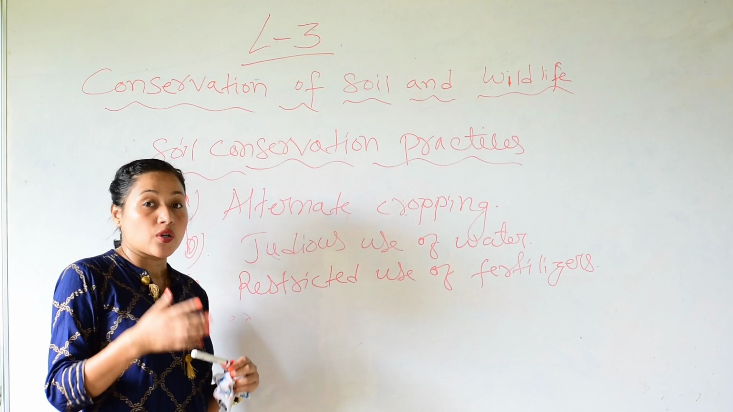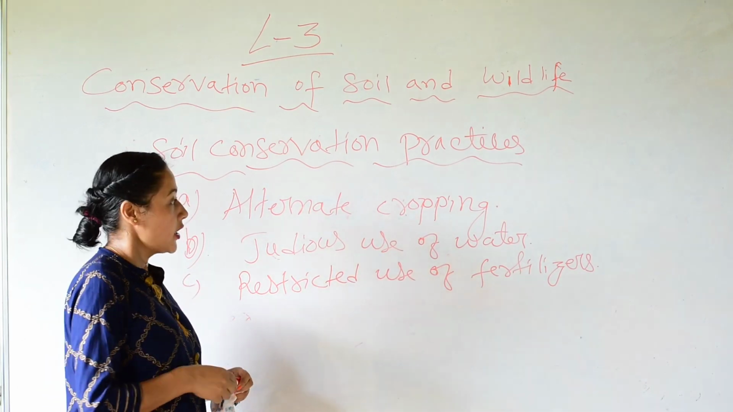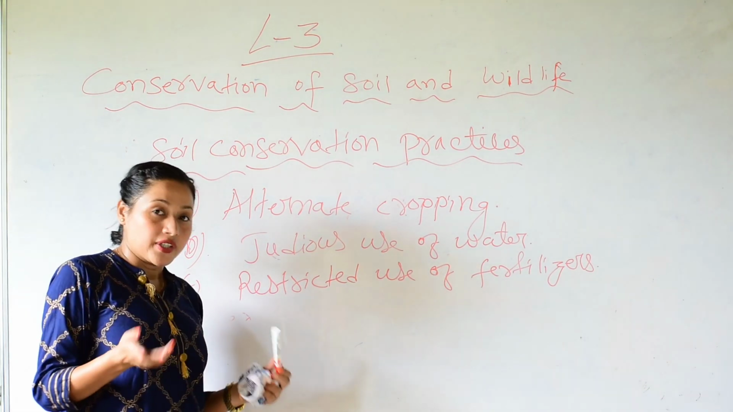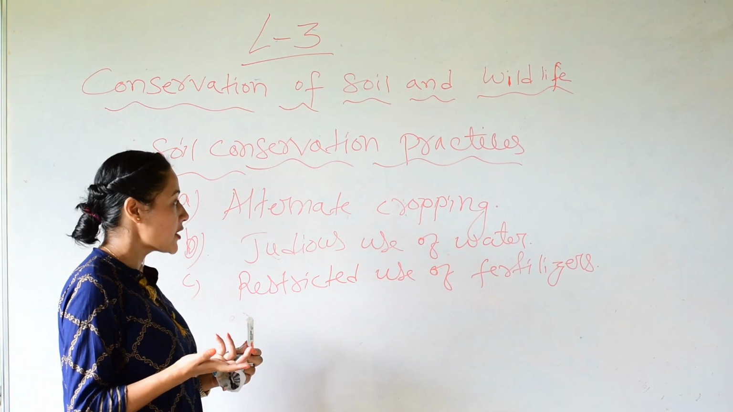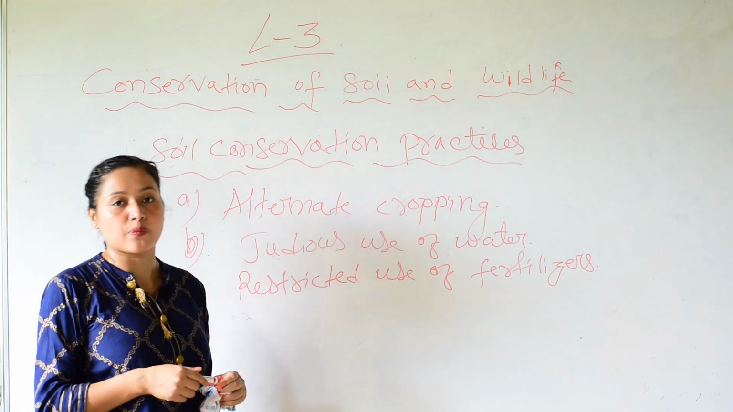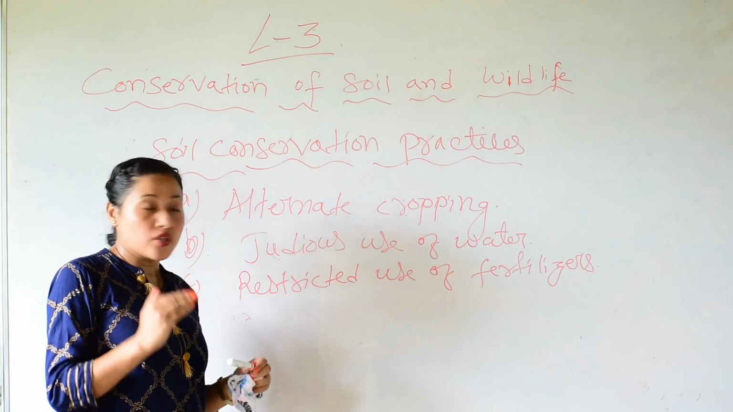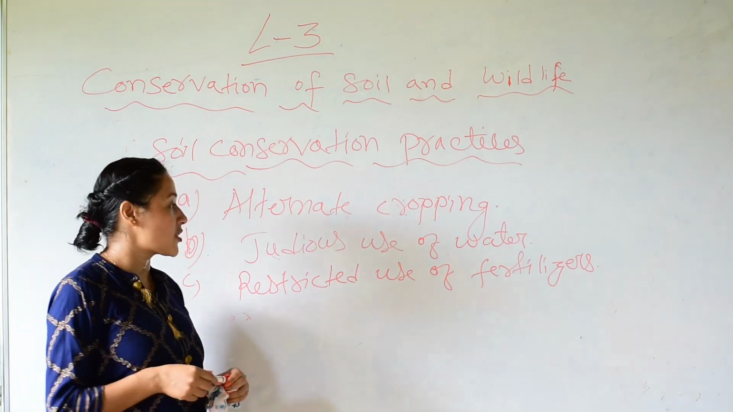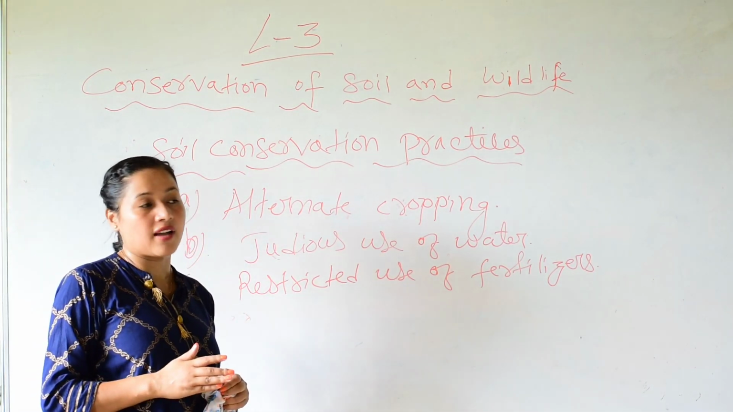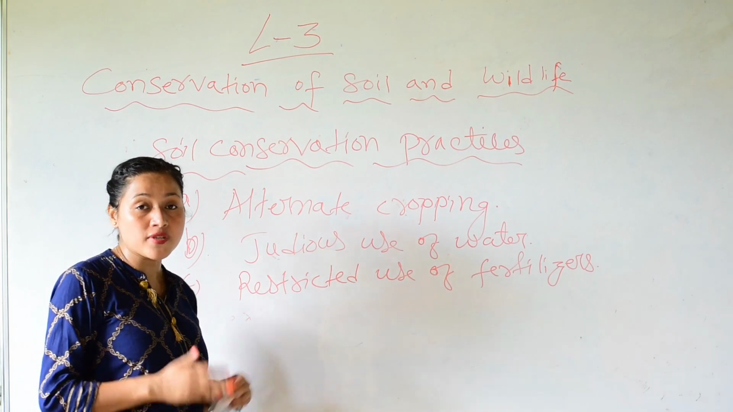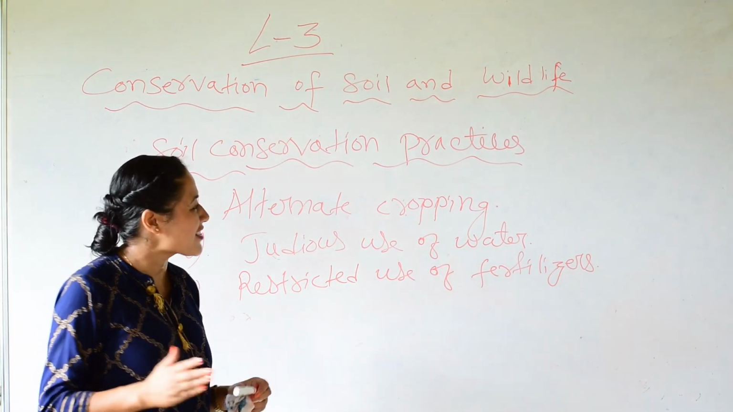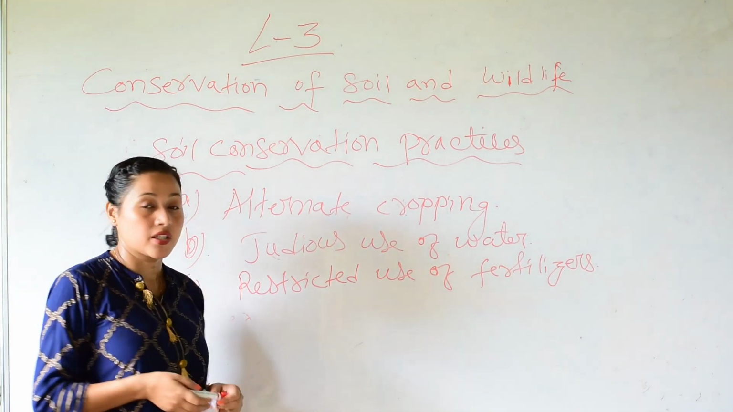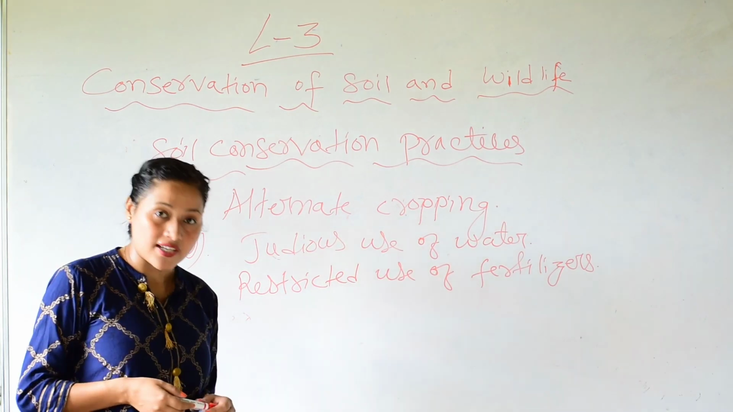Alternate grouping means changing the groups period wise. If groups are changed, then soil can be protected. Judicious use of water, under it, you can explain or write it as a point, like too much use of water also can create problems to the soil. Water should be used in a limited way, then our soil can be protected. And then the third point is restricted use of fertilizer. Too much use of fertilizer on the soil kills some of the worms, germs, which is a bad sign for the soil, and then soil can be depleted because of the chemicals that are there in the fertilizers.